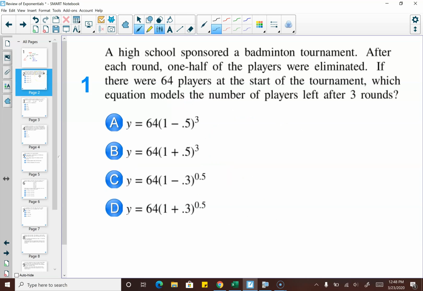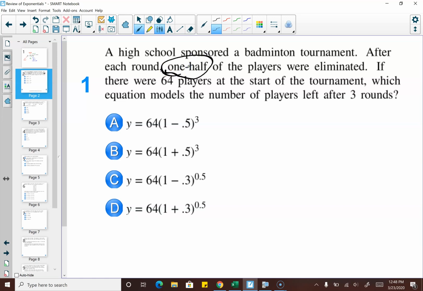So if we look at our first one here, a high school sponsored a badminton tournament. After each round, 1/2 of the players were eliminated. If there were 64 players at the start of the tournament, which equation models the number of players after 3 rounds? So a couple things here. 1/2 of the players were eliminated. Well, half is really 50%.